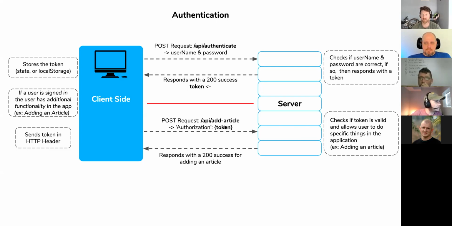So this token is specific to that user. When a user has an authenticated token or has been authenticated on the app, we send that token with any post requests or any updates, any time we're writing to a server.